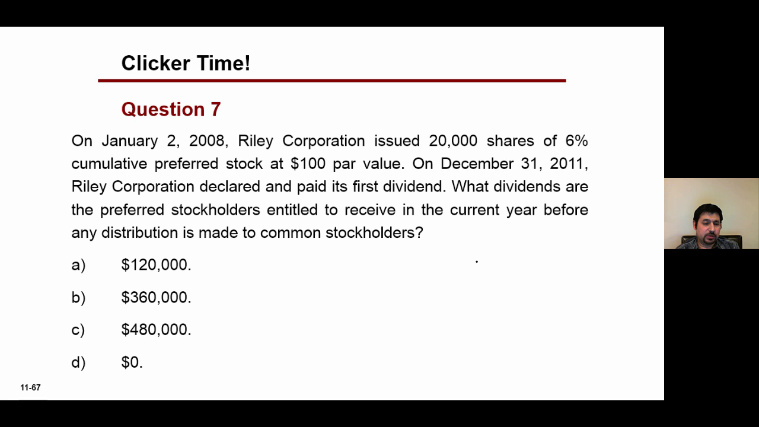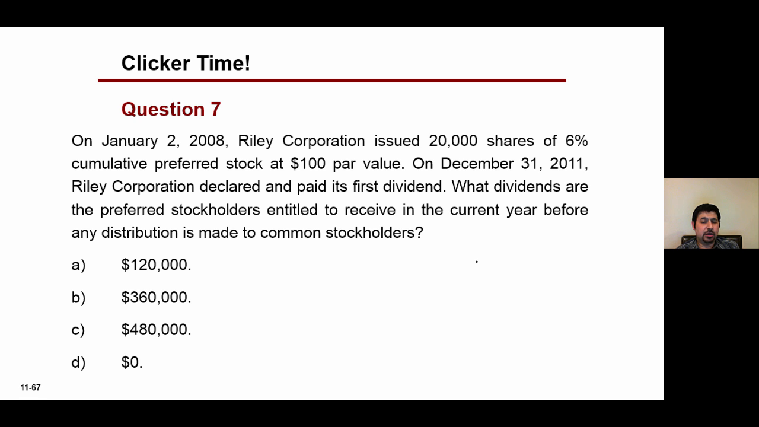On January 2nd, 2008, Riley Corporation issued 20,000 shares of 6% cumulative preferred stock at $100 par value. On December 31st, 2011, Riley Corporation declared and paid its first dividend. What dividends are the preferred stockholders entitled to receive in the current year before any distribution is made to common stockholders? So whenever we have a question like that, again, we need to look at the number.